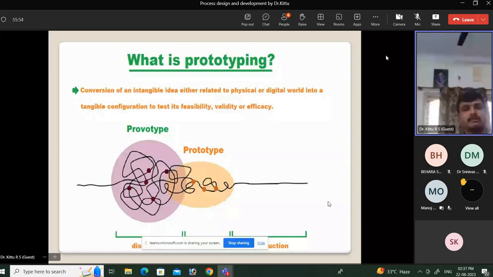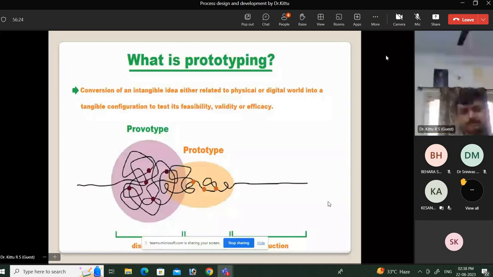Here there are three things you have to check: the feasibility of the idea, the validity of the idea, and the efficacy of your idea, all of which are possible through prototyping. That is called prototyping: the convergence of your intangible idea into the physical manner or the detailed form. Making presentations in a detailed mode is also acceptable.